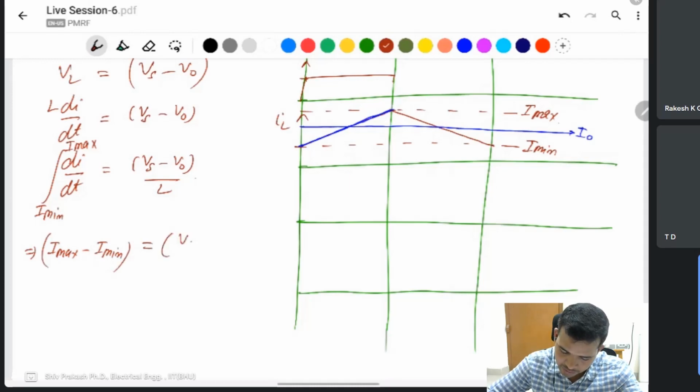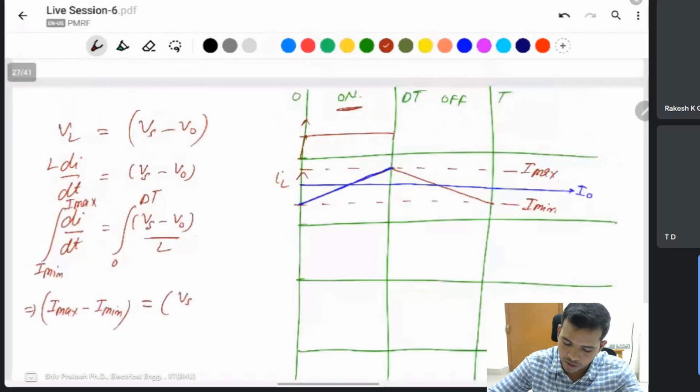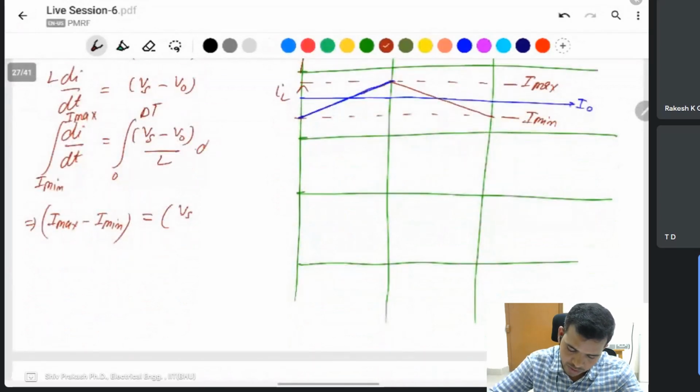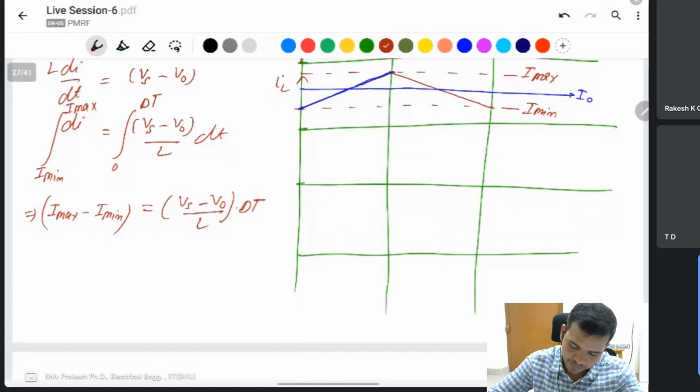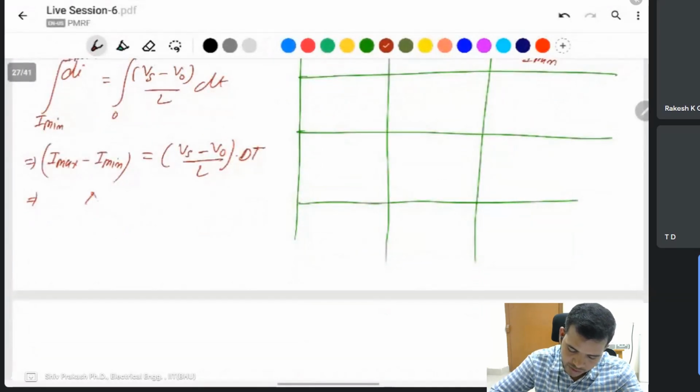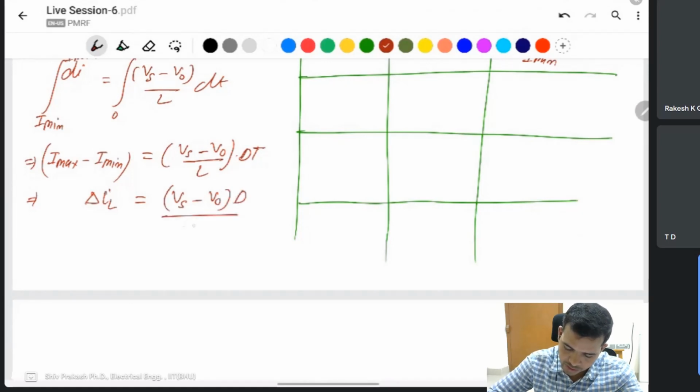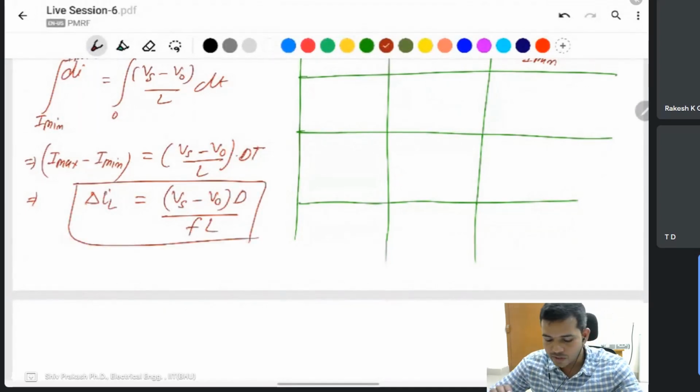This will be Vs minus V naught, integrated from 0 to dT. The on time is dT. So di equals Vs minus V naught divided by L, times dT. Then this is the delta IL. So the ripple of the inductor current is Vs minus V naught divided by L times the time period, which you can write in terms of the frequency f.